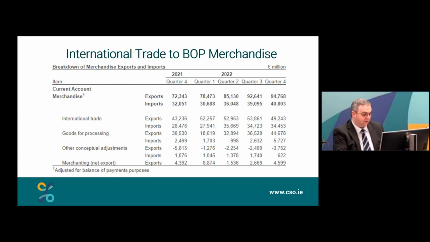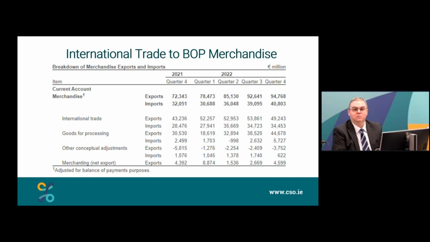Looking at how this breaks out into international trade, goods for processing and other, we can see our international trade exports are down 4.6 billion on last quarter, but up 6 billion on the same quarter last year, while our goods for processing exports are up 6.2 billion on last quarter and up strongly by 14.1 billion on the same quarter last year. Merchanting, which is a net export, is up 1.9 billion on last quarter and 207 million on last year. On the import side, our international trade is down 270 million compared to last quarter, but up 6 billion compared to last year.